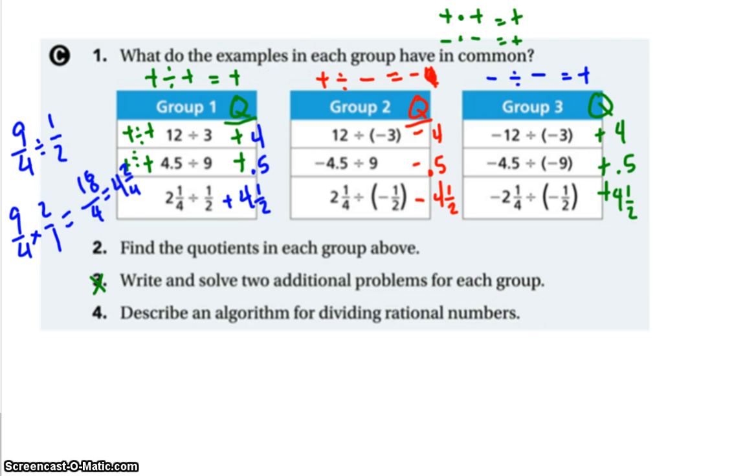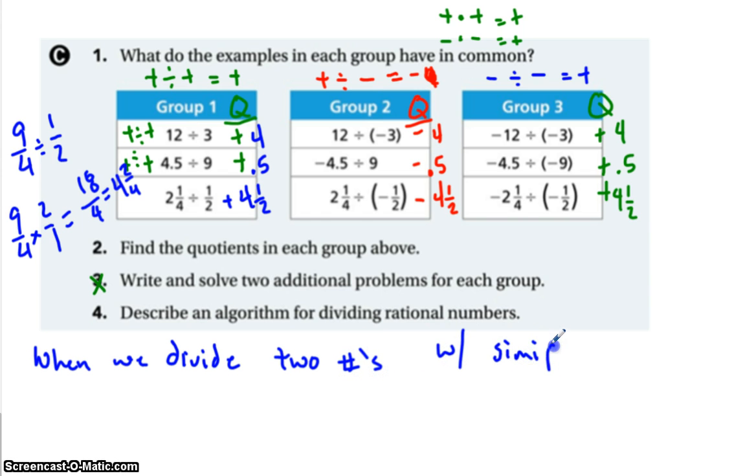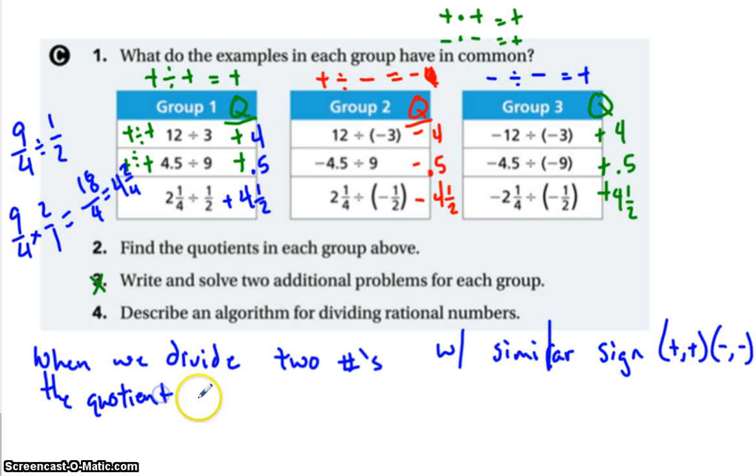And so we are going to say that when we divide two numbers with similar signs, that would either be a positive and a positive or a negative and a negative, the quotient will be positive.